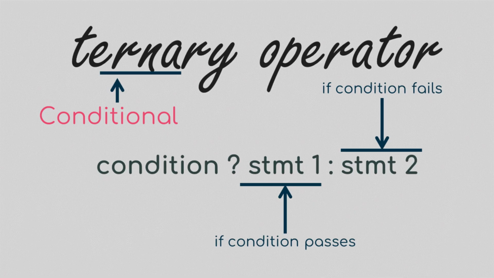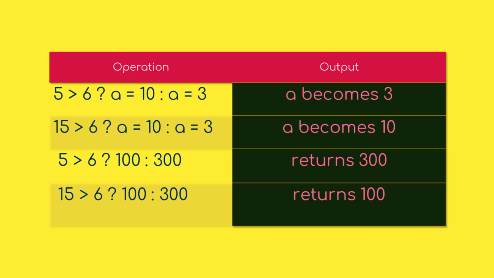Ternary operator is also called as the conditional operator. The syntax of the ternary operator is as given here. Ternary operator takes in a condition. If the condition passes, then statement 1 will get executed. If condition fails, then statement 2 gets executed. Example for ternary operation is as given here. As said before, if the condition results in true, then the first statement is executed or the first value is returned, else the second value is returned.